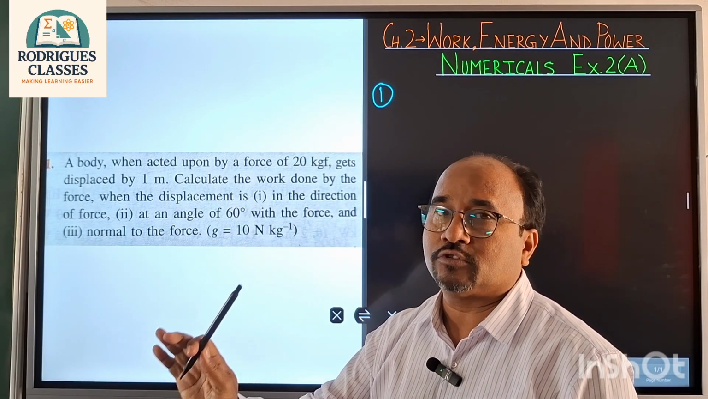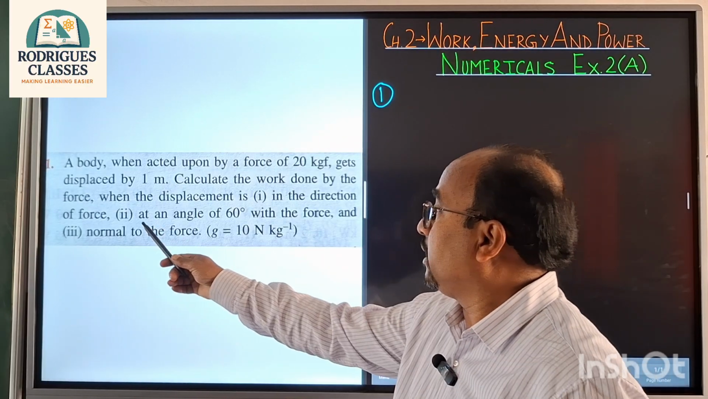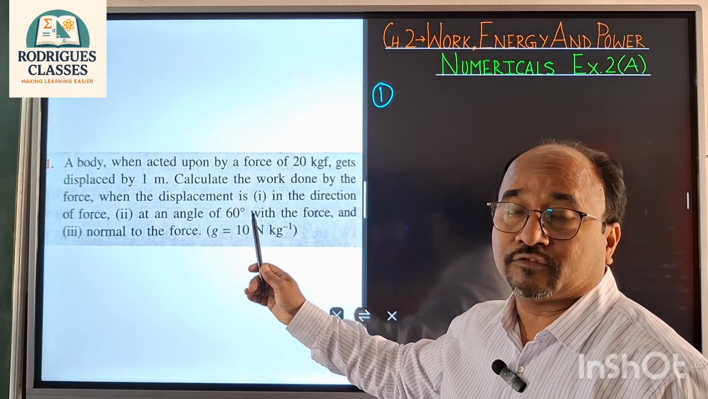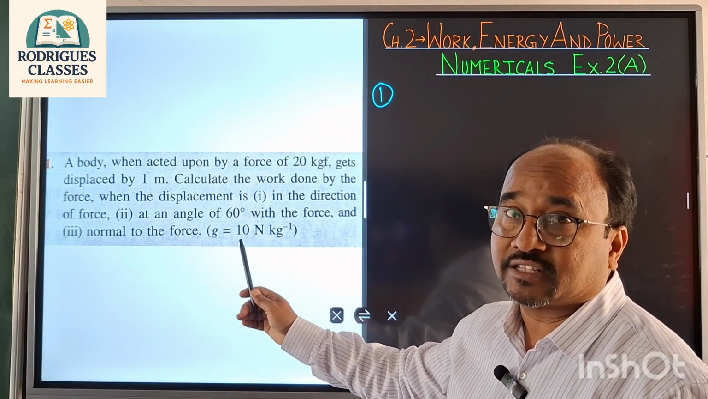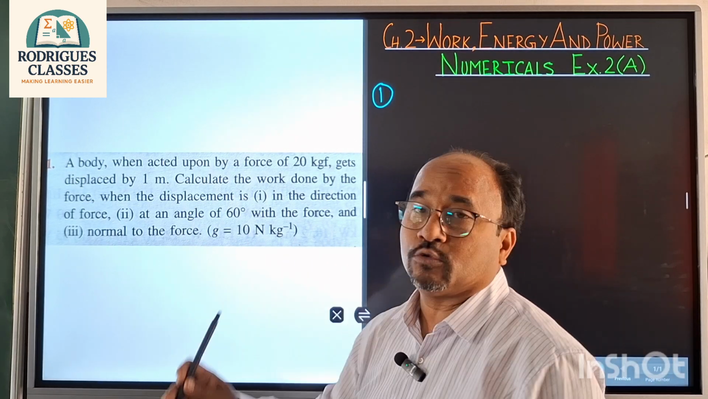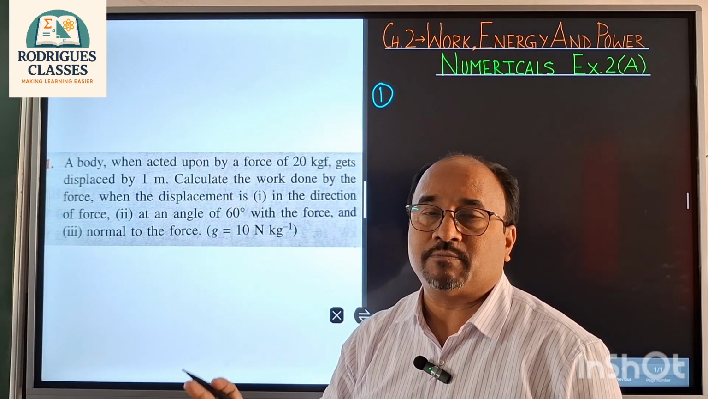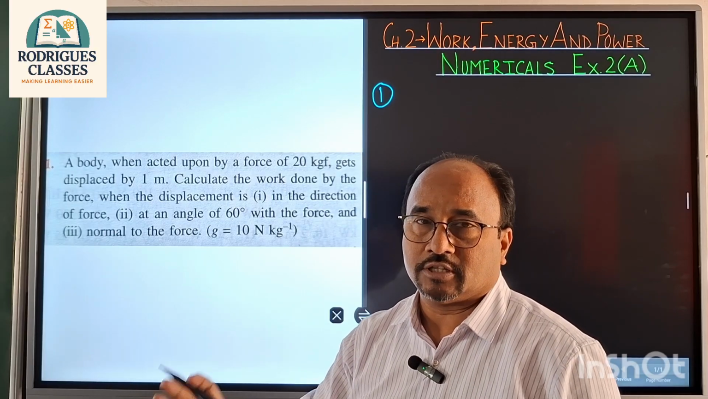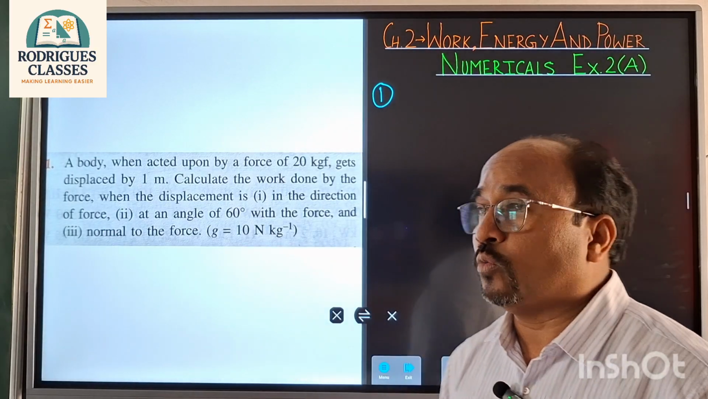So the force and displacement direction is the same. And in the second case, it is at an angle of 60 degrees, so we have to consider that 60 degree with the force. And then the third one, normal to the force. It means the force and displacement are perpendicular to each other. So let us take a look at it one by one.